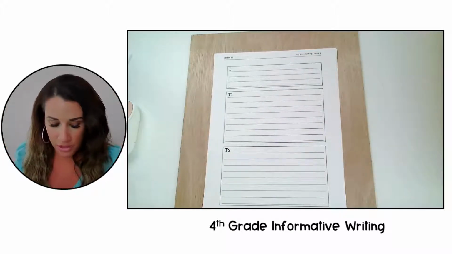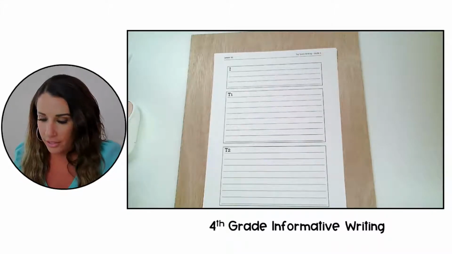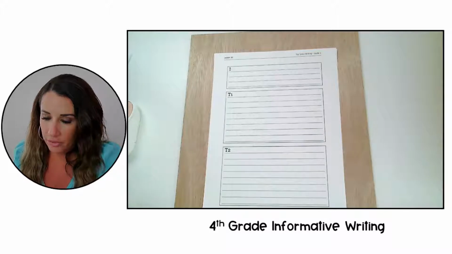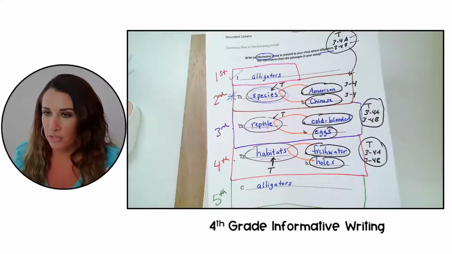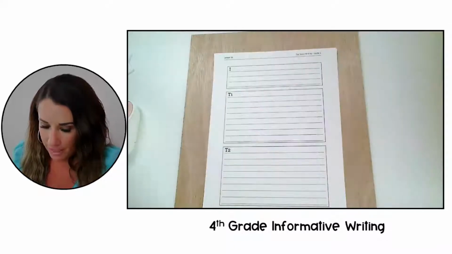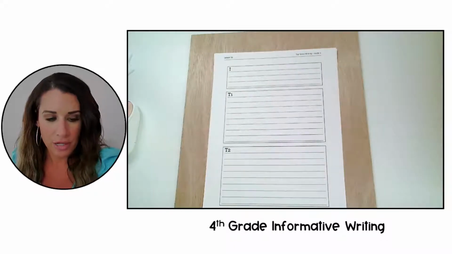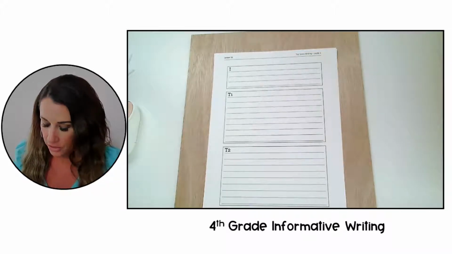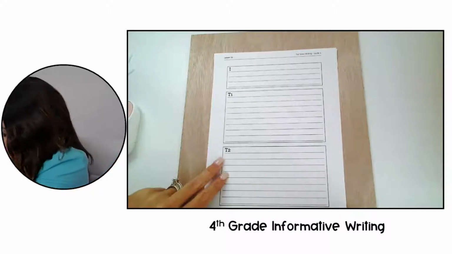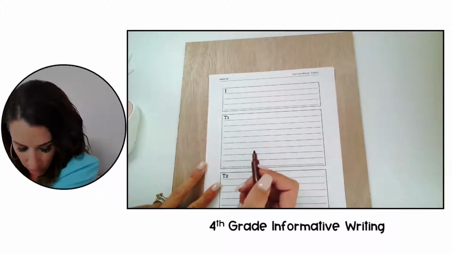So let's start with the introduction. Okay, we learned how to do that a few lessons ago. We know how to do that. So if I look at the planning, because I'm going to need my 3 topics, I know my 3 topics are species, reptile, and habitats. So let me go ahead and get 3 colors and write the introduction paragraph. Okay, I'm going to start with a question. I'm actually going to pose it as a fact, but it is a question.